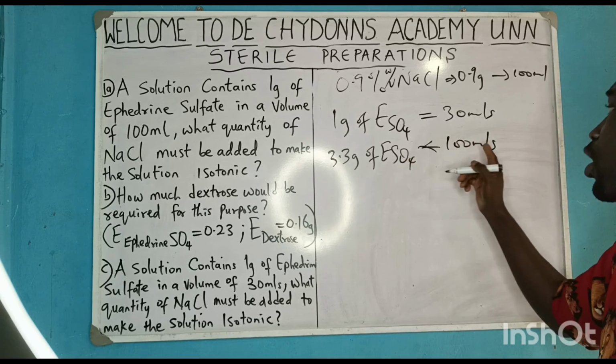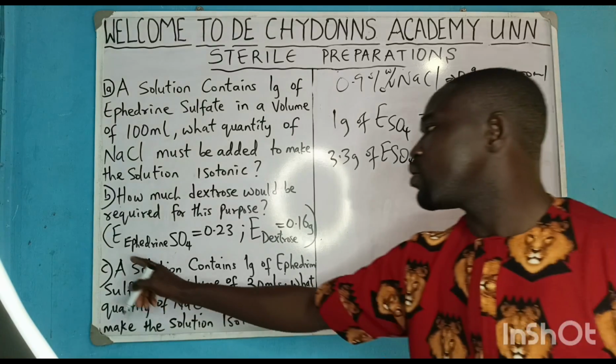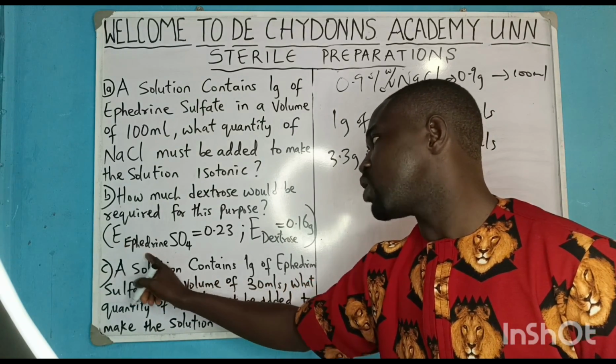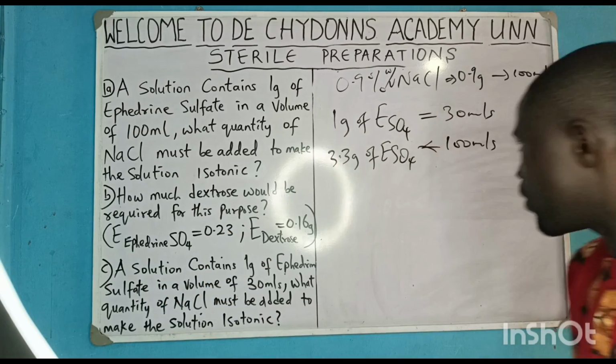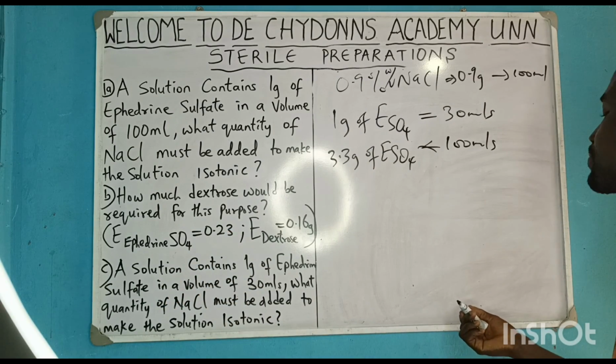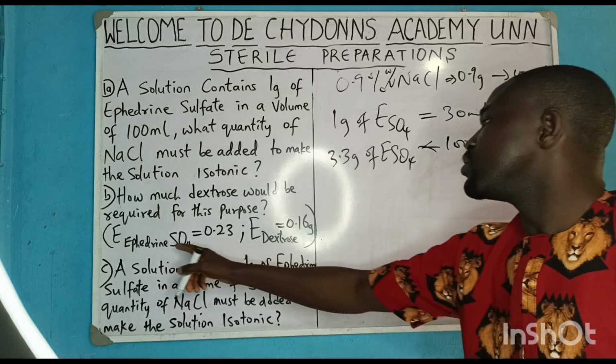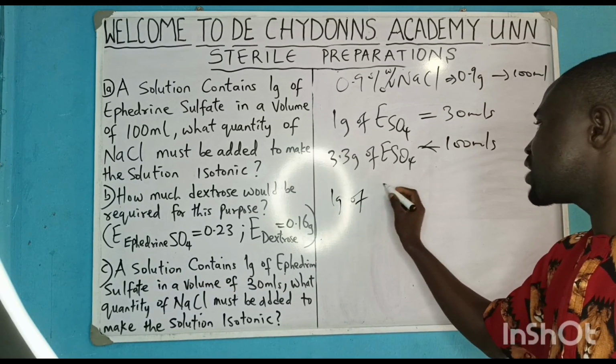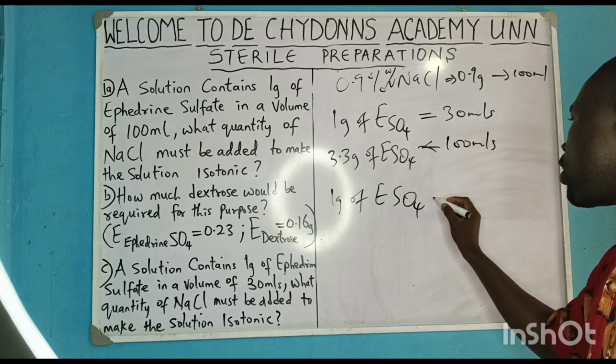Now, as it is in 100 ml now, and they say this of ephedrine sulfate is this, okay? I will now tell them that since 1 gram of what? Ephedrine sulfate contains what?